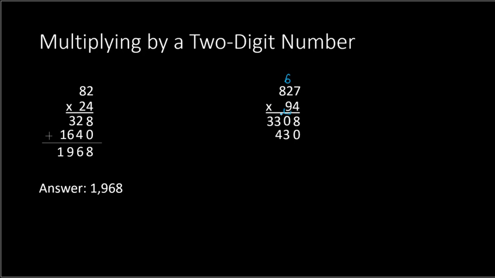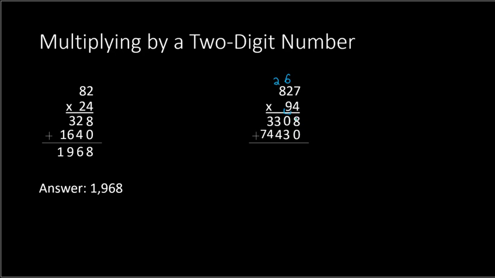So we take the 4 from 24, put it here, and the 2 from 24 we carry up to the next column. And then repeat again. We do 9 times 8 plus 2. 9 times 8 is 72, plus 2 is 74. So now we have 3,308, and we have 74,430. From here, we need to add these two numbers together to get our final answer.